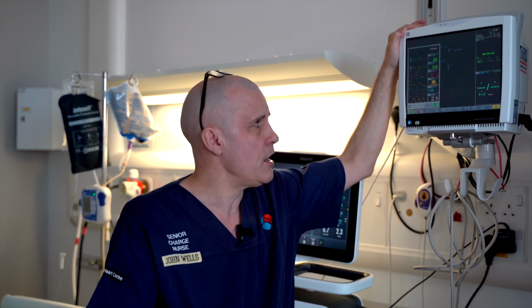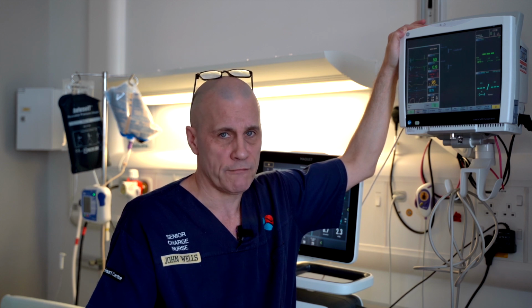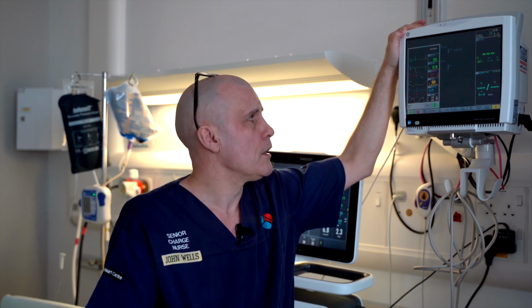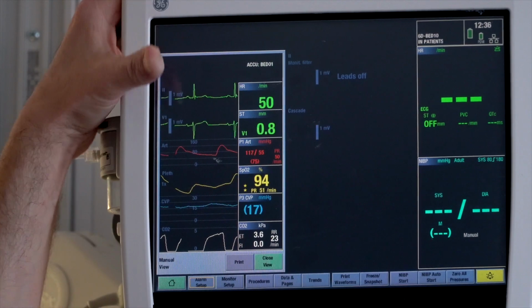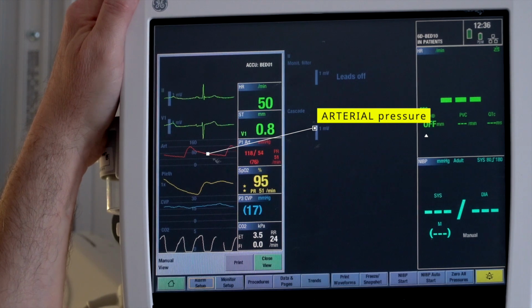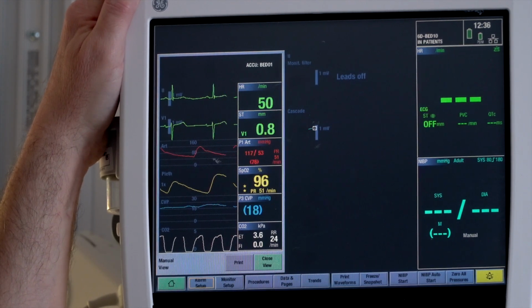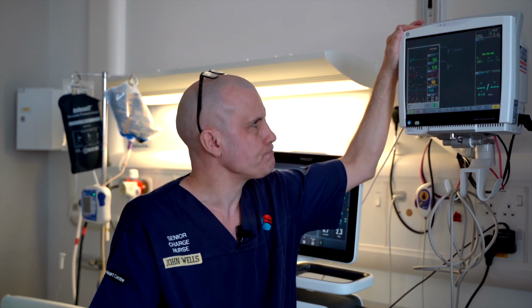If you've got a flat art line and you think it's because they're taking a blood gas, make sure your patient's still alive. When you take a blood gas, this line will go flat because you're redirecting the flow. Always important, and I'll say it again, to check the data on the monitor against the patient.